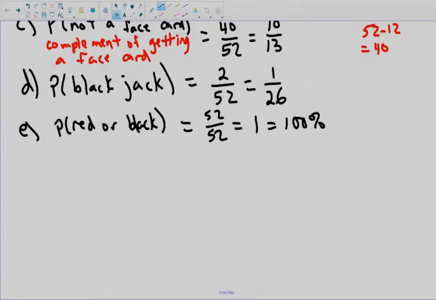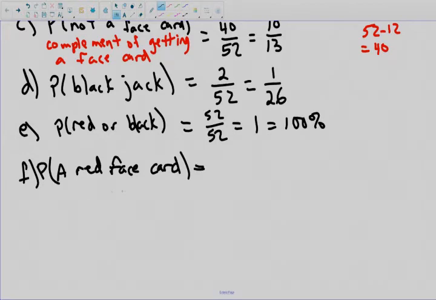The last one is a red face card. And the probability of pulling a red face card, well, how many red face cards are there? There's the Jack, Queen, and King of Hearts, and the Jack, Queen, and King of Diamonds. So there are 6 face cards out of 52. And again, we know that these 2 numbers are divisible by 2. I'm going to let you figure out the decimal and percentage values for that one.